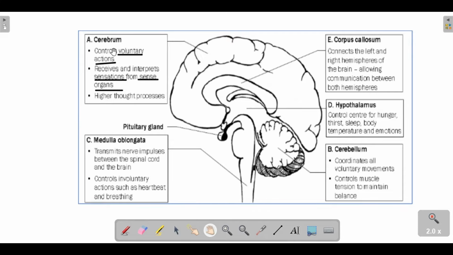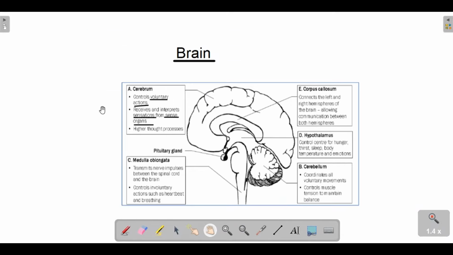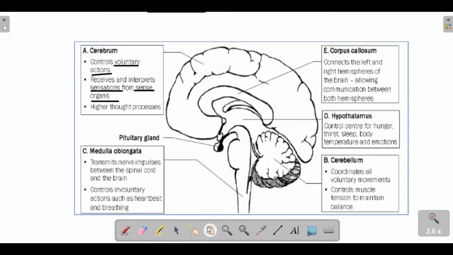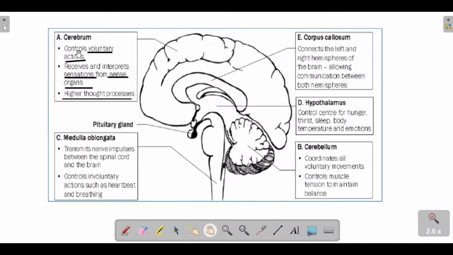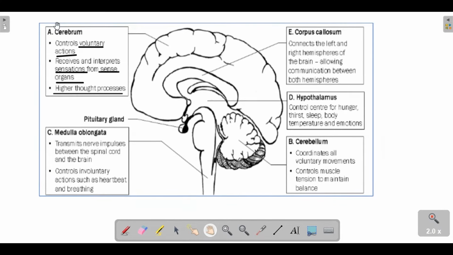It doesn't only have one, it has three actually, because the third function is that it processes complex thoughts. So whenever you are solving a difficult question or a maths question, or you're thinking about a complex principle, or you are thinking deeply, so memory, processing, complex concepts, and so on. That is the cerebrum allowing you to do so. So the cerebrum again controls voluntary actions, receives and interprets sensations from sense organs, and lastly, it controls higher thought processes.